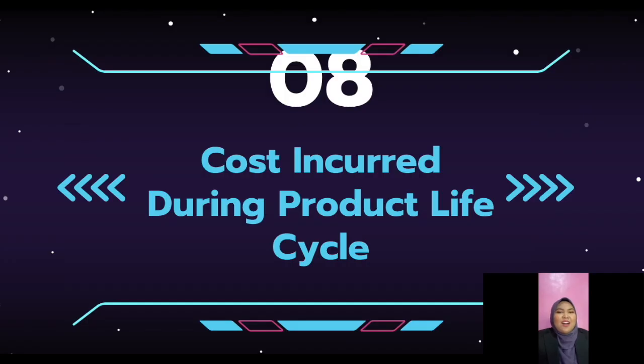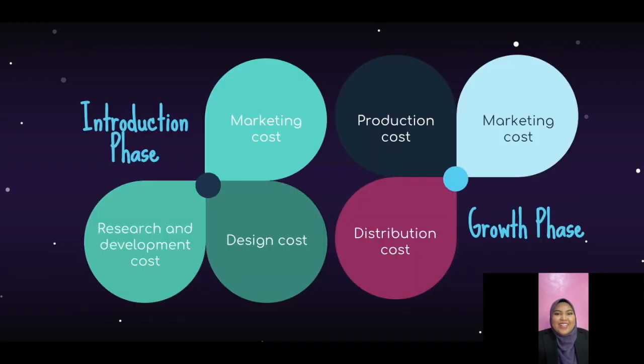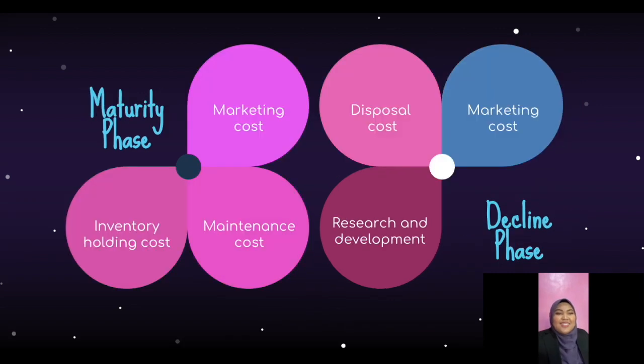We are going to talk about the costs that are incurred during the product life cycle. During the introduction phase, we can see there are three costs that are incurred, which are research and development costs, design costs, and marketing costs. As for the growth phase, there are also three costs, which are distribution costs, production costs, and marketing costs.